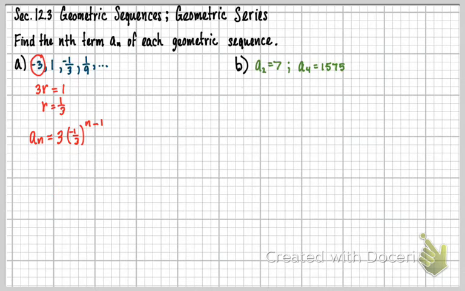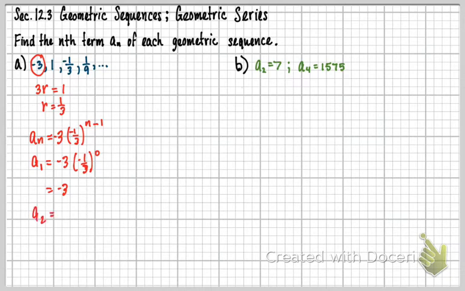Unless, what if I make this a -3, because that's really what my a1 is. It's -3. And let's see if this works. Okay, so then when I try a1, that's going to be -3 times -1/3 to the 0 power, and anything to the 0 power is 1, so that works. Okay, so let me try one more just to make sure.